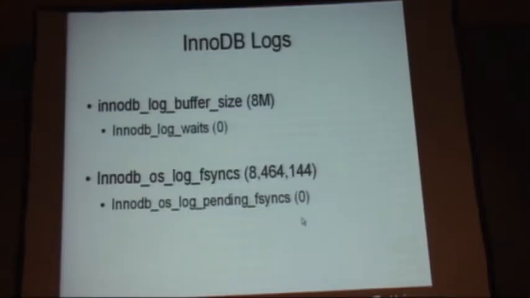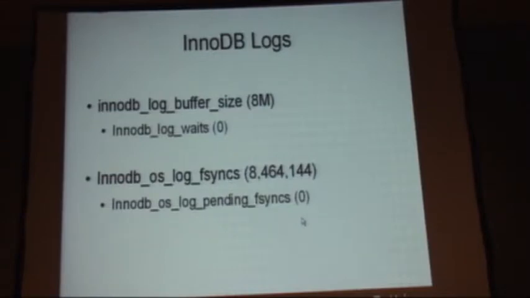InnoDB logs, so you have the log buffer size. There's the log file itself, which is the file on disk, and then there's a log buffer. So InnoDB actually writes to the log buffer, and then the log buffer flushes to disk. We talked about InnoDB flush transaction at log commit. That was this redo buffer, right?